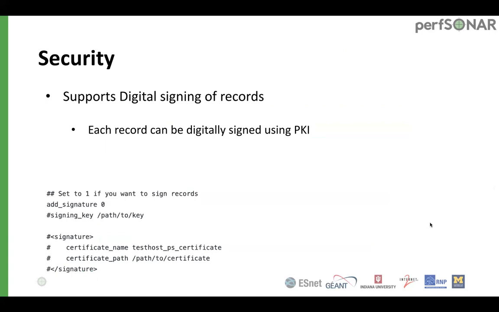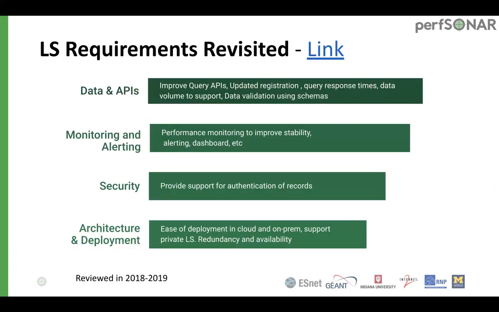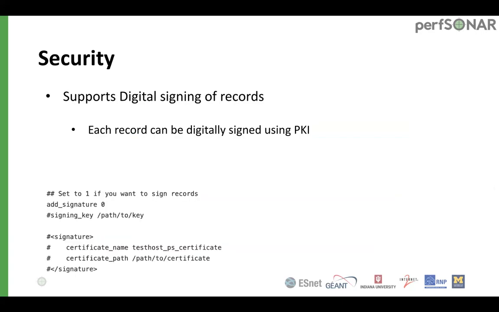So since this refresh, there are a few things we have been adding to the lookup service. The first thing, sometime in late 2018 or maybe 2019, was that we added support for security. Right now, the current lookup service and the tool LS registration daemon support the signing of records. It is not enabled by default, but if you wanted to do that, there is this particular field in the LS registration daemon, the add signature field.